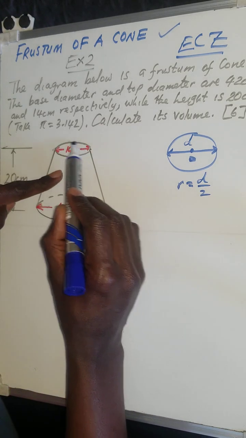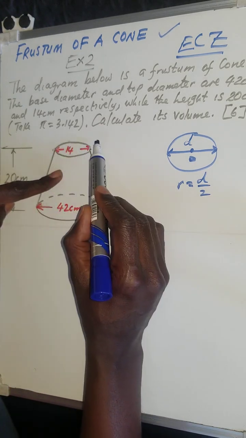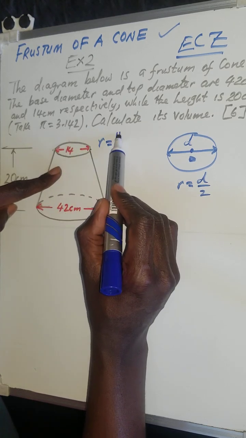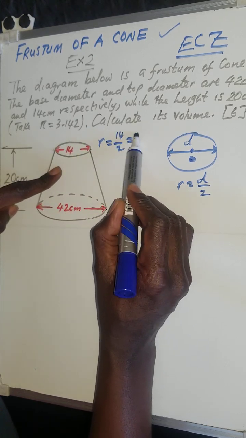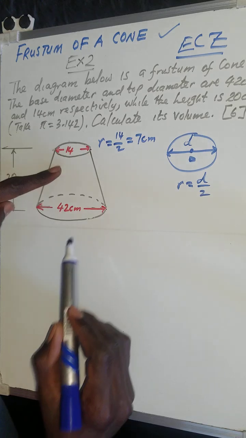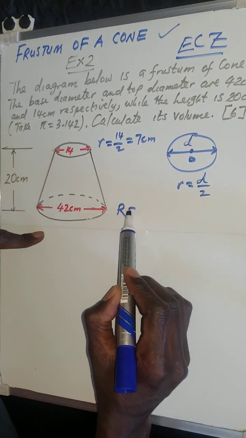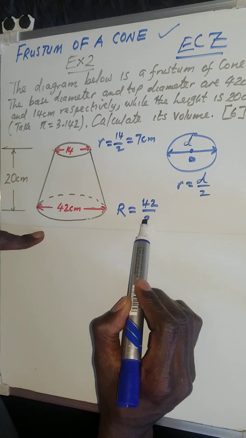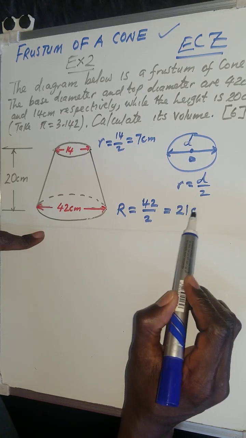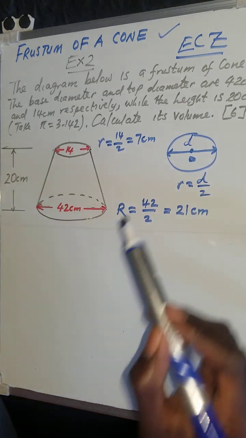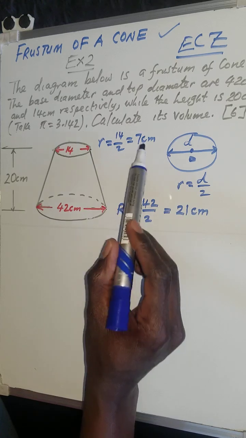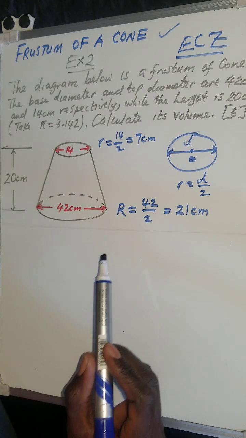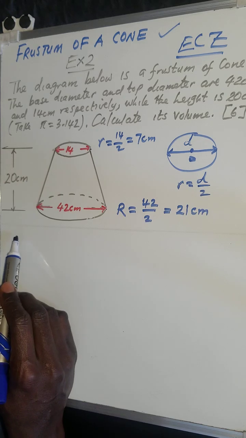So remember, for the circle on top, to get the radius you get the whole diameter divided by 2. That will give you 7 centimeters. For the radius at the bottom, you get the whole diameter, which is 42, you divide by 2, and that is going to give you 21 centimeters. So first of all, when you have been given the diameters, make sure that you find the radius, the radii. So now we can apply that formula that I told you.